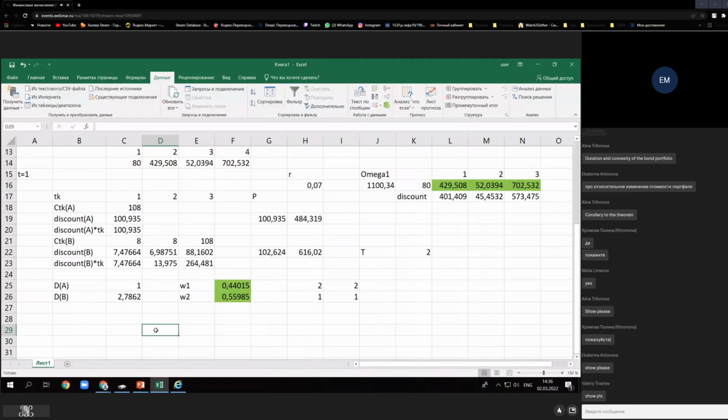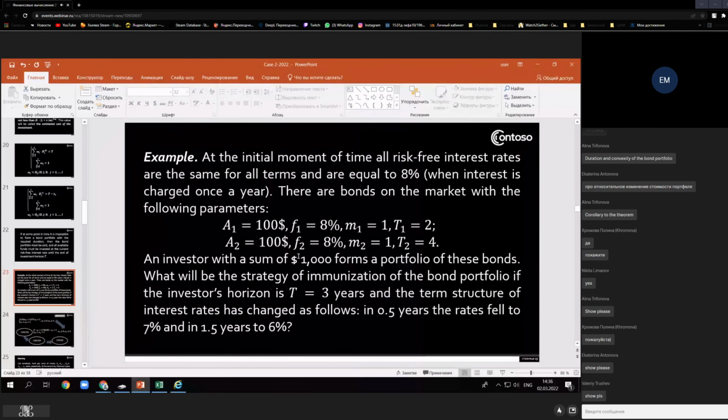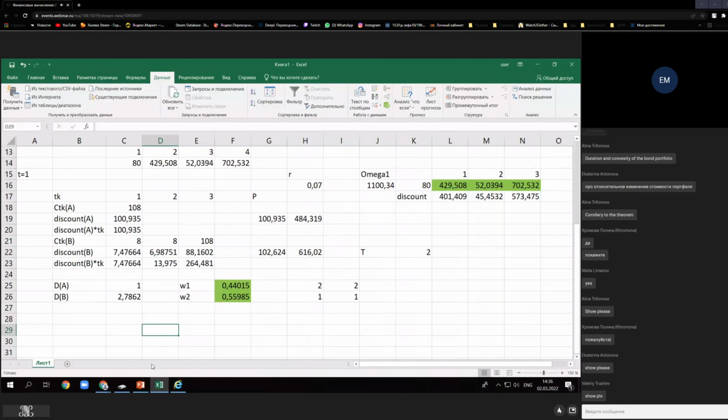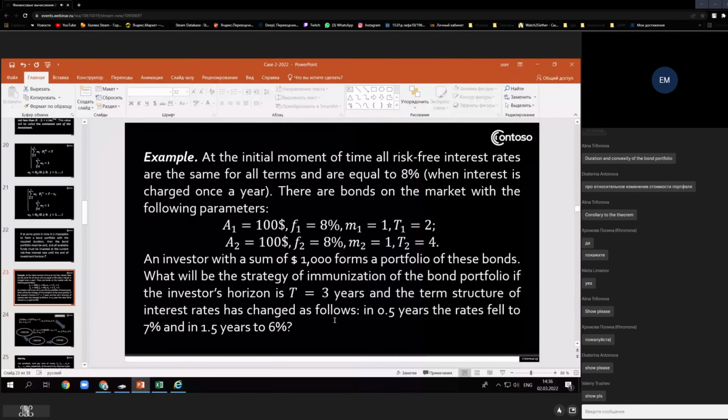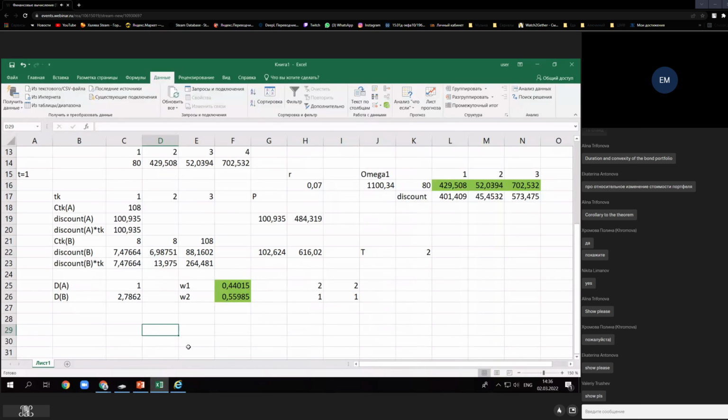Actually, we are ready to do it. At which moment should we calculate this new cash flow? We should construct it at the moment of the next coupon payment. According to the task, the next coupon payment will be in 1 year starting from this moment. So it means it will be in 2 years from the very beginning. And according to the task, the rates will be equal to 6% at this moment. Good. Let's do it, actually.